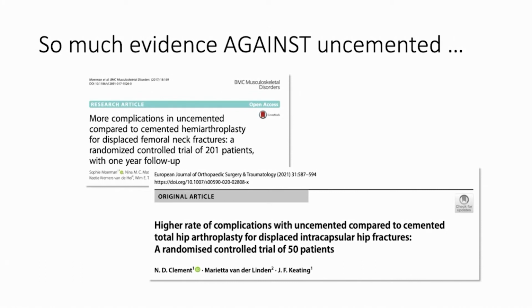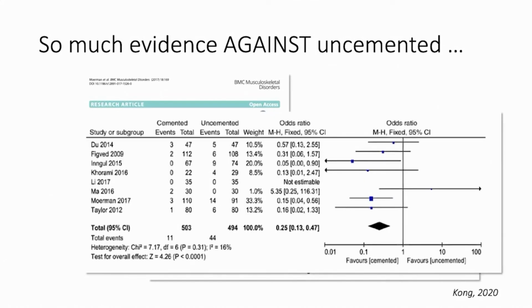These are not the only two randomized trials. There are many more. There are so many trials that formal meta-analysis has been performed. This meta-analysis was published 2 years ago by Kong and co-workers. When you pooled all the data from the various randomized trials together, there was no question that cemented fixation is favored over uncemented fixation when doing total or hemiarthroplasty in hip fracture patients.